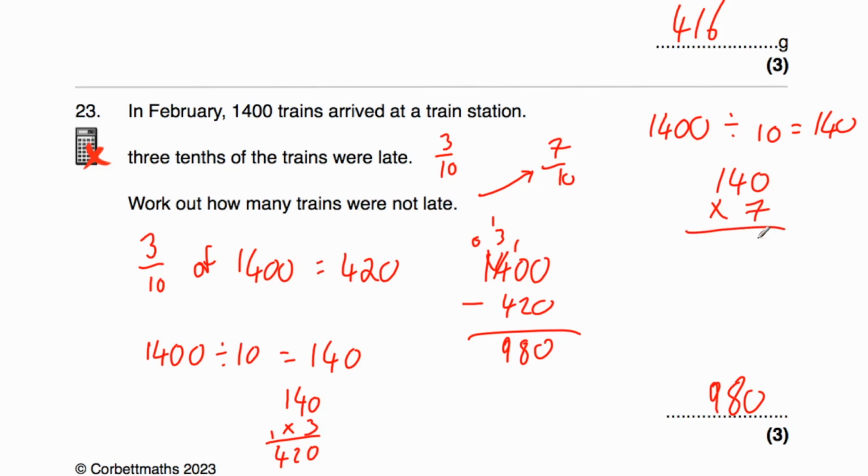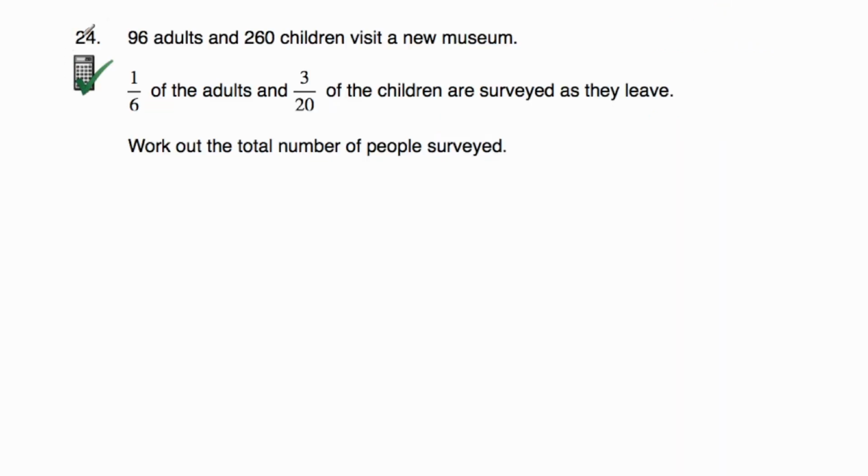So 7 times 0 is 0, 7 times 4 is 28, so put our 8 down, carry our 2, and 7 times 1 is 7, plus 2 is 9. So that's our 980, and that's it. So how many trains were not late? 980. Okay, let's have a look at our next question, question number 24.